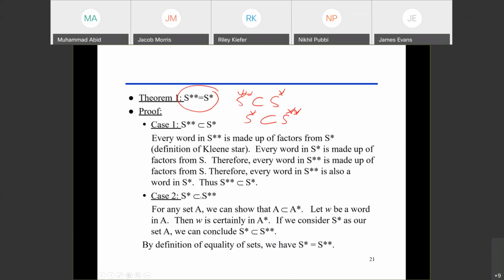And now, if you have case two, we are saying that in set A we can show that A is a subset of A star. So let W be a word in A, then W is certainly in A star. Now, if you apply this on the next step, if we consider S star as our set A, we can conclude S star is a subset of S double star. Because you prove that both things are possible, this shows that S star is equal to S double star. So this is a very simple proof.